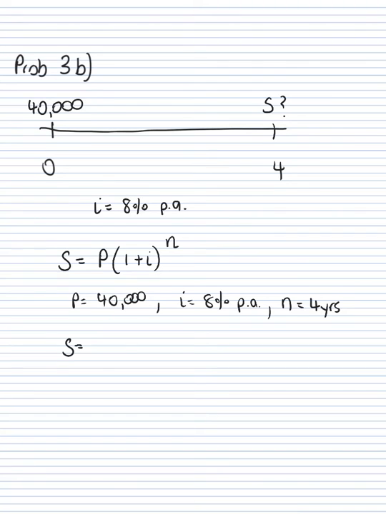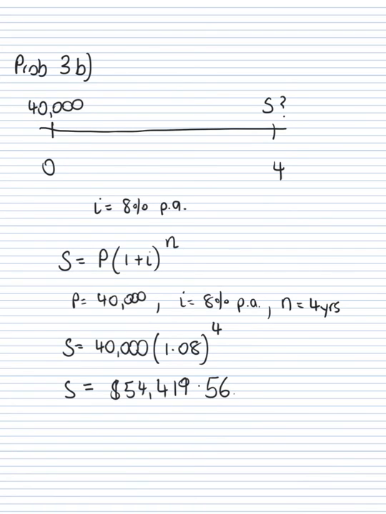And if we put that into the formula, we get 40,000(1.08)^4. And that gives us a value of $54,419.56. So if John invests $40,000 today and earns 8% per annum interest each year compound, he'll have $54,419.56 in his account after 4 years.